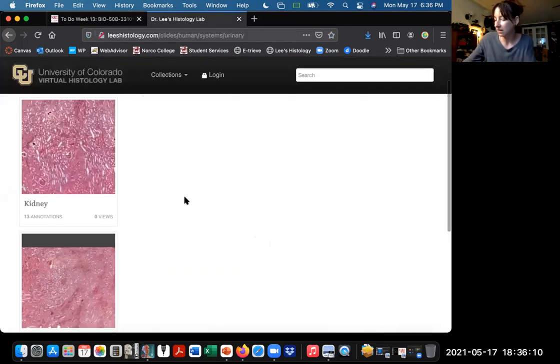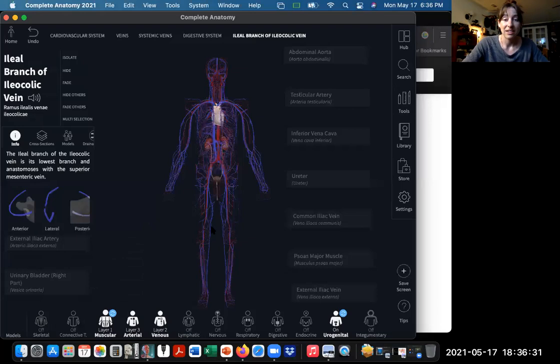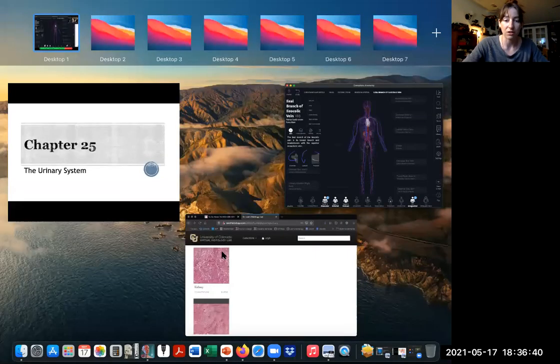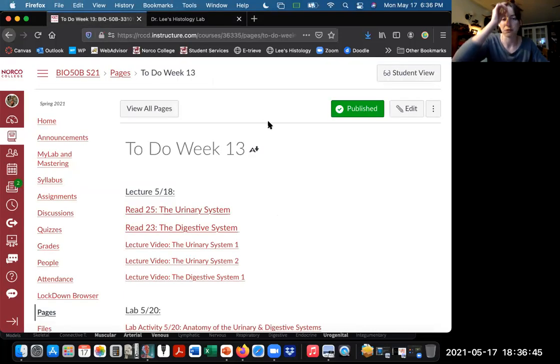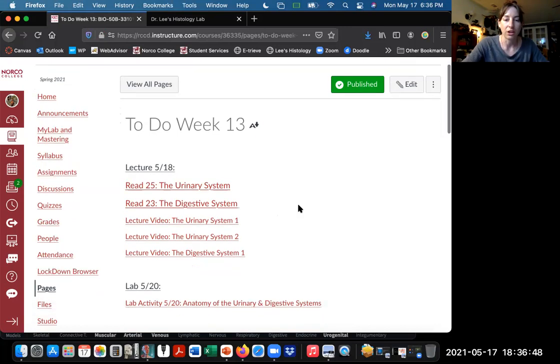I need to link Lee's histology for this one because there are some really great slides of some kidney and ureter tissue. To the to-do list. And I'm going to take a look at those during lecture today, as well as our good friend, Mr. Complete Anatomy, which is similar to Visible Body, which you can also get. I think Visible Body you can get maybe for free till the end of the semester, so look into that.